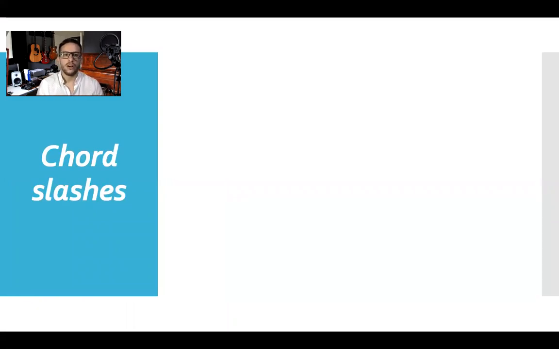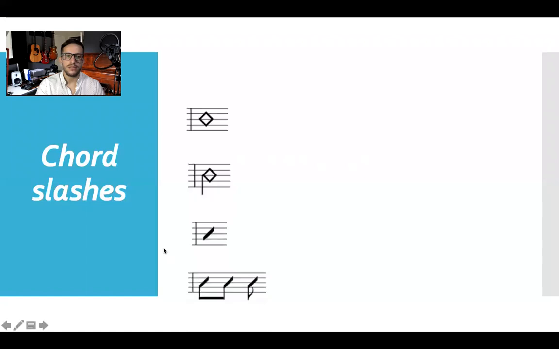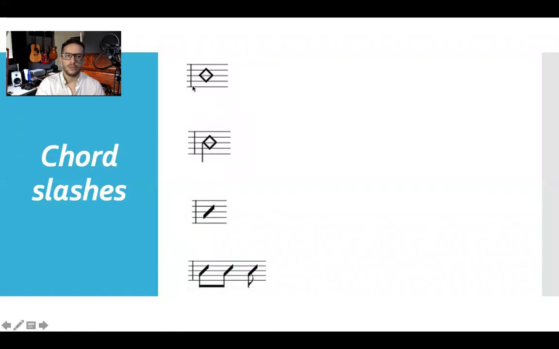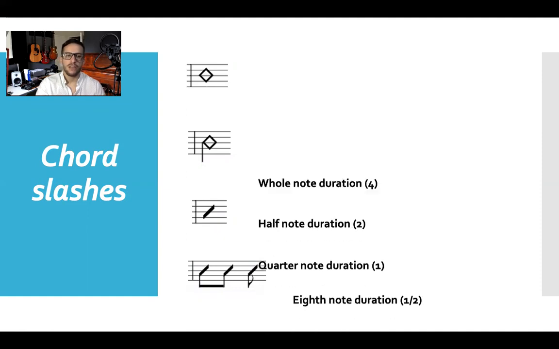Now, some things that you need to know before, because we need to know how to read chords on the staff. Some of these chord slashes, we saw them last year, but I want to review them and I'm going to introduce some new ones. So here you have, for example, the first one. Every time you see this, it means you're going to play a chord for 4 beats because it is like a whole note. Okay, so here we have all the durations.